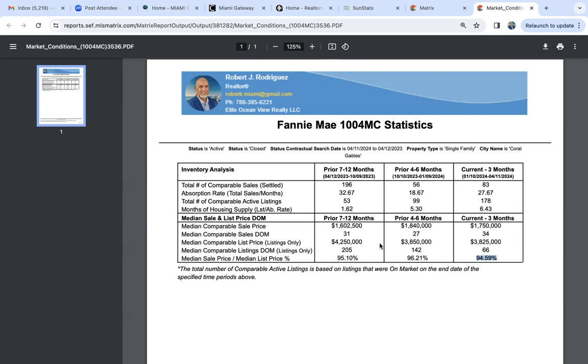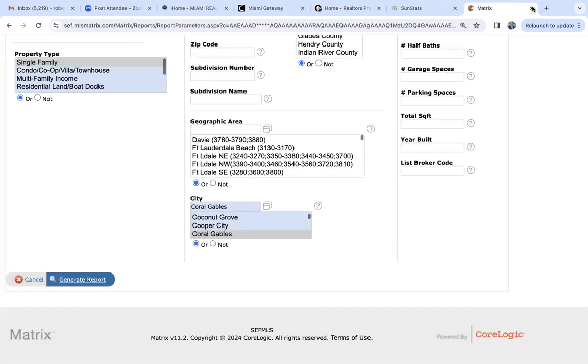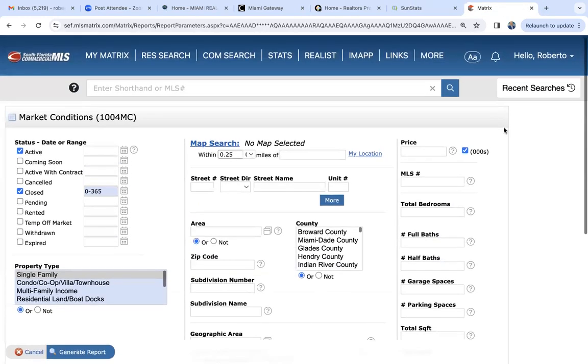Okay. Now I'm going to take this one step further. We're going to go ahead and close this out. And this time, let's say that we work the luxury market in Coral Gables. All right. For price, we're going to put in $1 million or more. I think every house in Coral Gables is worth $1 million or more, so it really isn't going to change. So let's bring that up to the ultra luxury. Let's go $5 million or more. Click on generate.